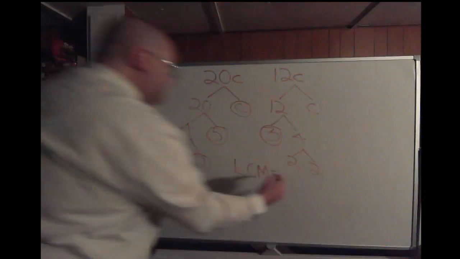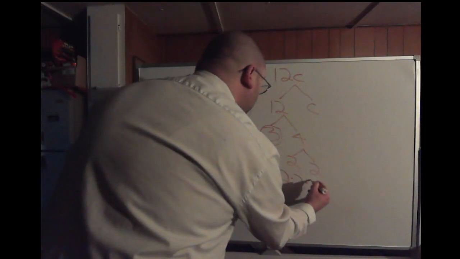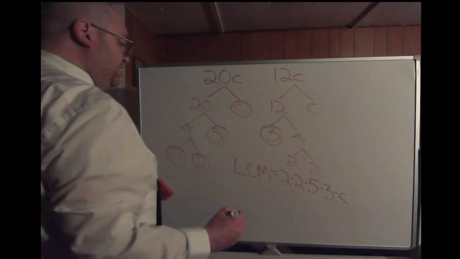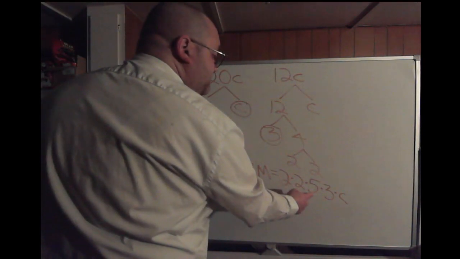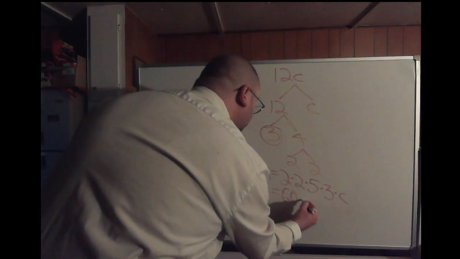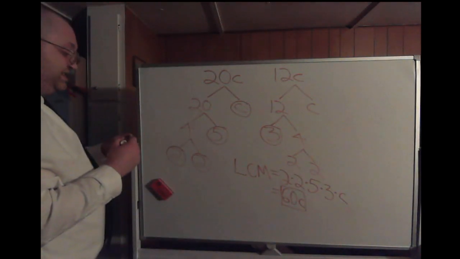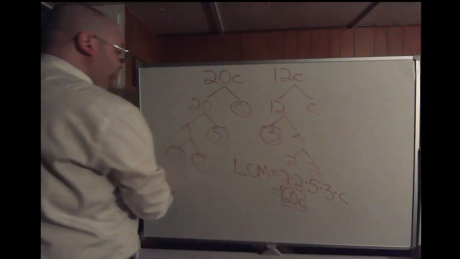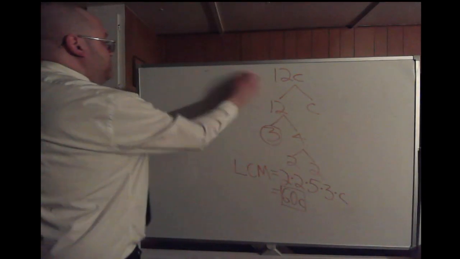So then the least common multiple is going to be equal to two 2's, so you have 2 times 2 times 5 times 3 times C. Which, when we do that math, 2 times 2 is 4, times 5 is 20, times 3 is 60, times C is just 60C. So your least common multiple for this is going to be 60C. So it's a lot like doing the numbers, only you have variables.